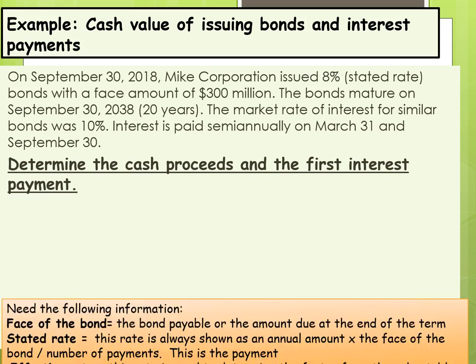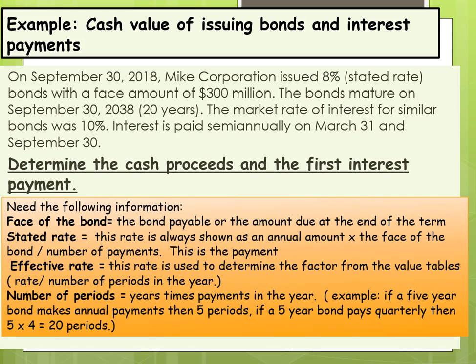Well, what do we need? First of all, we need to know the face of the bond, which we know is $300 million. We need the stated rate. This is the rate that you're always going to use to figure out the cash payment for interest, and it's going to be that interest rate times the face of the bond divided by the number of payments in the year.